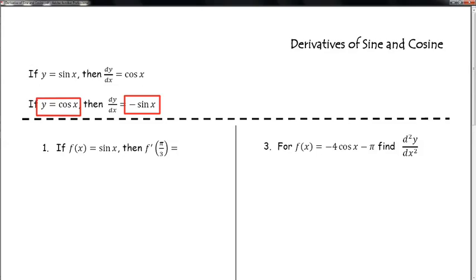Number one. If f of x is equal to sine x, then f prime of pi thirds is equal to, well, let's go ahead and take our derivative. The derivative of f of x is equal to sine x, so the derivative is going to be cosine, not negative cosine. And then we're just going to go ahead and plug in. f prime of pi over 3 is equal to cosine of pi over 3. So pi over 3 is 60 degrees, and so that's going to give me a leg of 1/2.